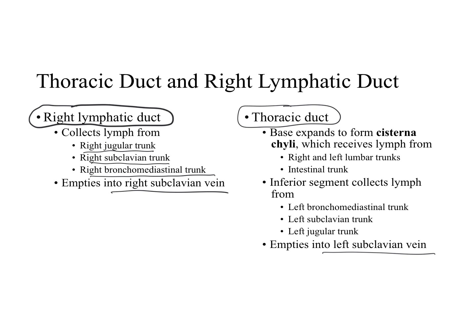The thoracic duct starts as the cisterna chyli. The cisterna chyli is the very base of the thoracic duct. It's an expanded area which receives lymph from the right and left lumbar trunks and the intestinal trunk, and then the cisterna chyli becomes the thoracic duct. In addition to the cisterna chyli, the inferior segment of the thoracic duct will receive lymph from the left bronchomediastinal trunk, the left subclavian trunk, and the left jugular trunk before it empties into the left subclavian vein.